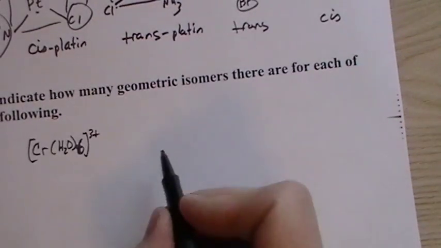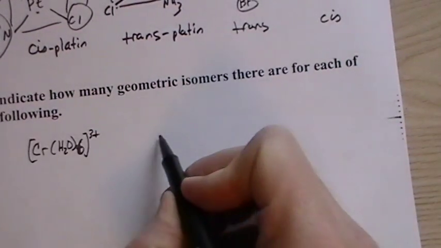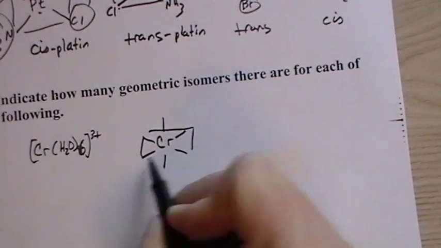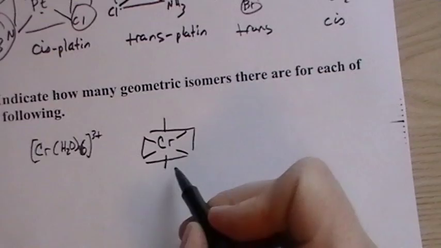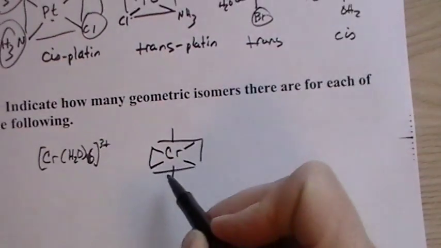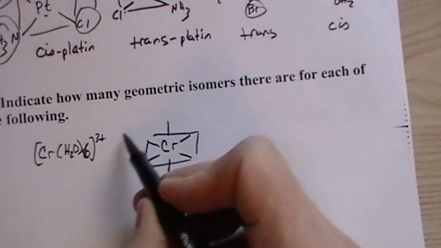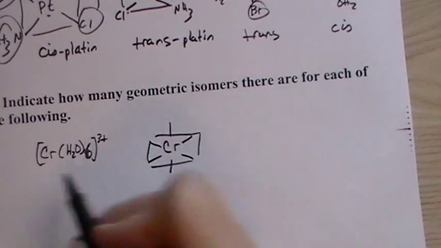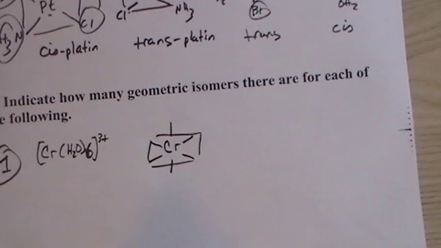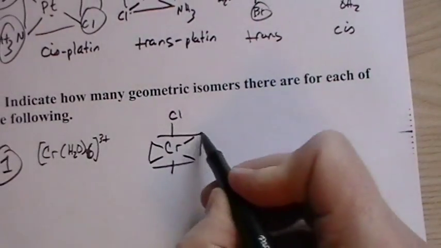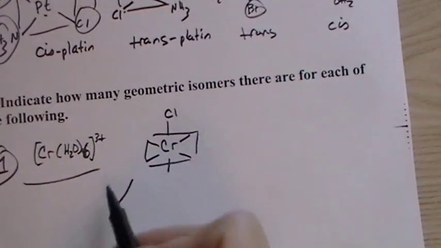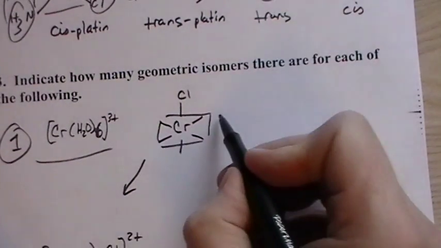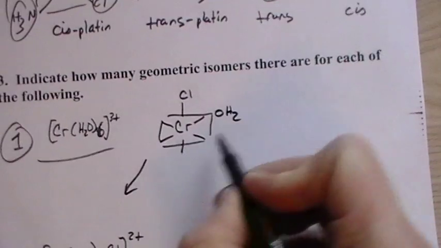Okay? Indicate how many geometric isomers there are for each of the following. So this one, for the waters, I'm not even going to draw this out. You can see that all of the ligands are the same. So there's only 1 isomer that's possible. I'll use this for this one. We have chlorine here. So this one is a trivial one because there's no ligands to change. They're all the same. So there can only be 1 geometric isomer.